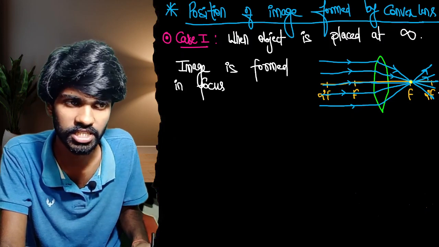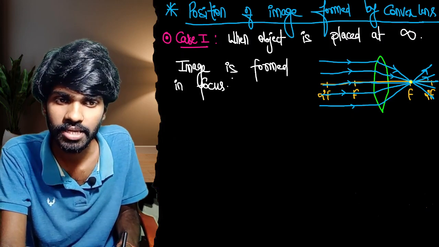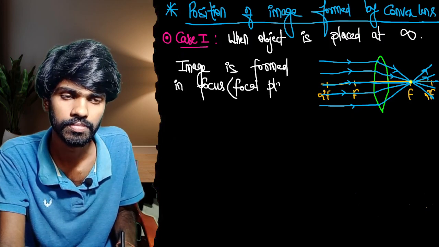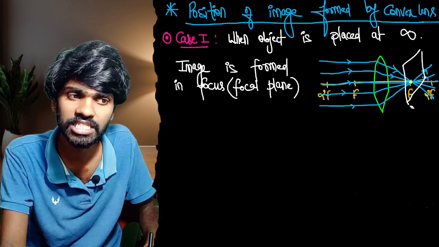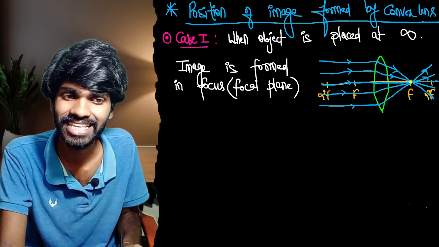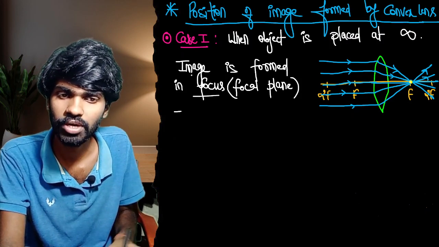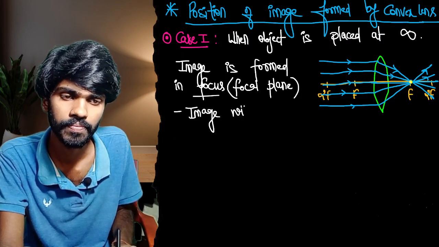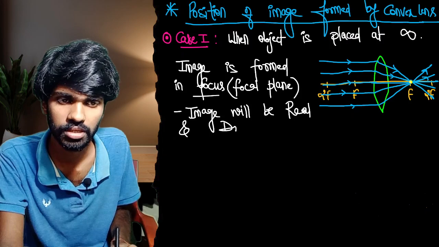Here, about the image, you can write: image is formed in focus, and you can even write, image is formed in focal plane. We have already discussed that the plane which is normal to the principal axis and passing through the focus is known as the focal plane. So the image will be formed at the focus or focal plane. About the image, you can also write that the image will be real and diminished.